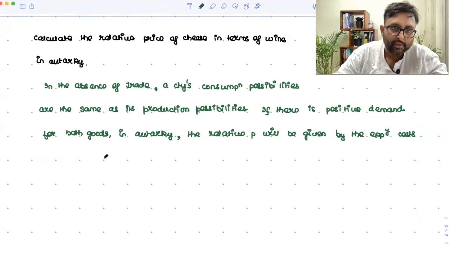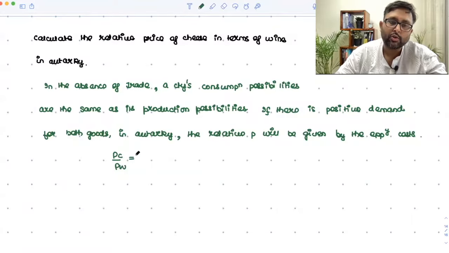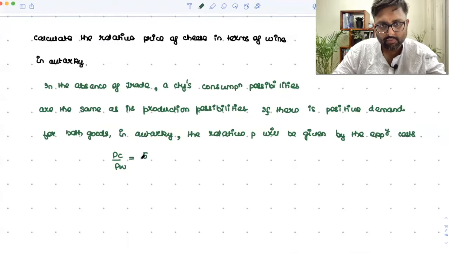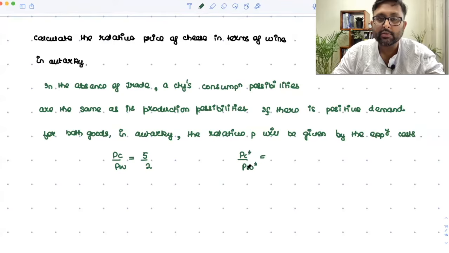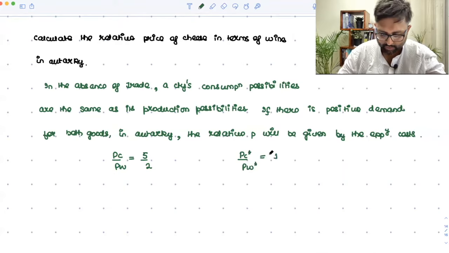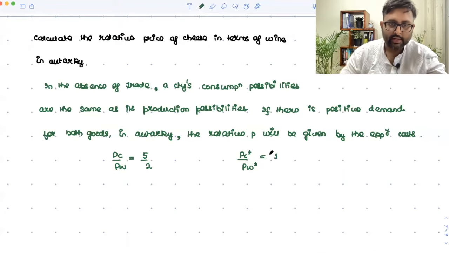So basically, PC by PW is going to be equal to the opportunity cost of cheese in terms of wine in the home country, which is 5 by 2, right? And PC star by PW star, which is the opportunity cost of cheese in terms of wine in the foreign country, is given by 1.